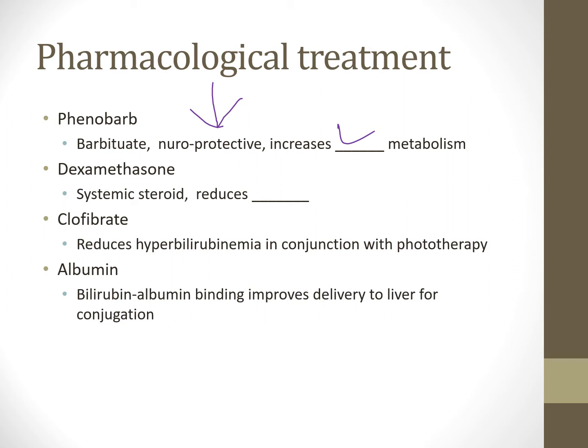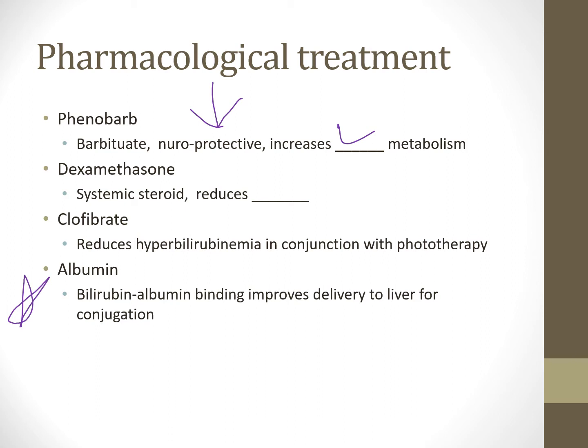Clofibrate reduces hyperbilirubinemia in conjunction with phototherapy. So that's another drug you might see out there. And finally, albumin. Hey, that's one of the things that can be used for an exchange transfusion. What do you know that I would have that in there?